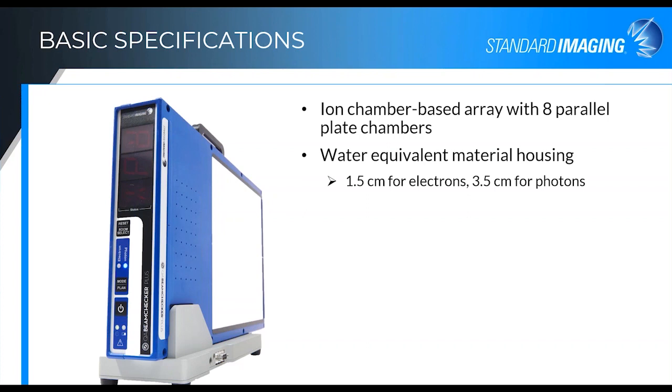There's also, it is a 2-sided device. So as you know, you flip the device over when you're measuring electrons for photons. So there's 1.5 cm of water equivalent buildup on the electron side and 3.5 centimeters of water equivalent buildup on the photon side.